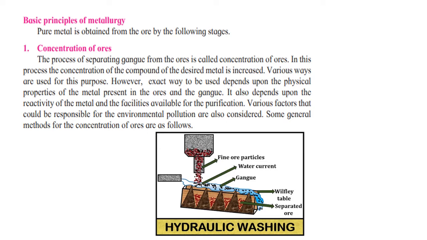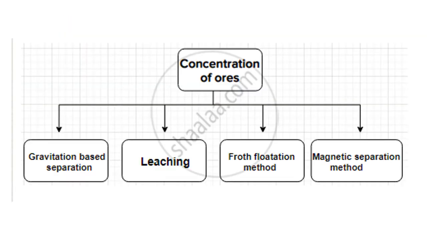Some general methods of concentration of the ores are as follows. As we said, concentration of ore means the process in which the gangue is removed. So there are basically four types. One is called gravitation based separation, one is called leaching, one is called the froth flotation method, and the other is called the magnetic separation method. These types are based on the type of metal that we are extracting. For example, if it is something which is light, then we use the froth flotation method. If it is a magnetic substance, then we can use the magnetic separation method.